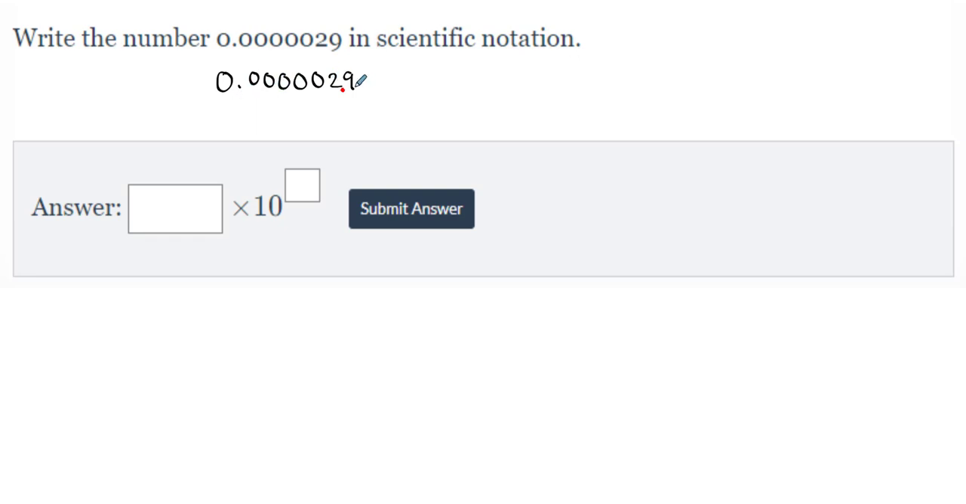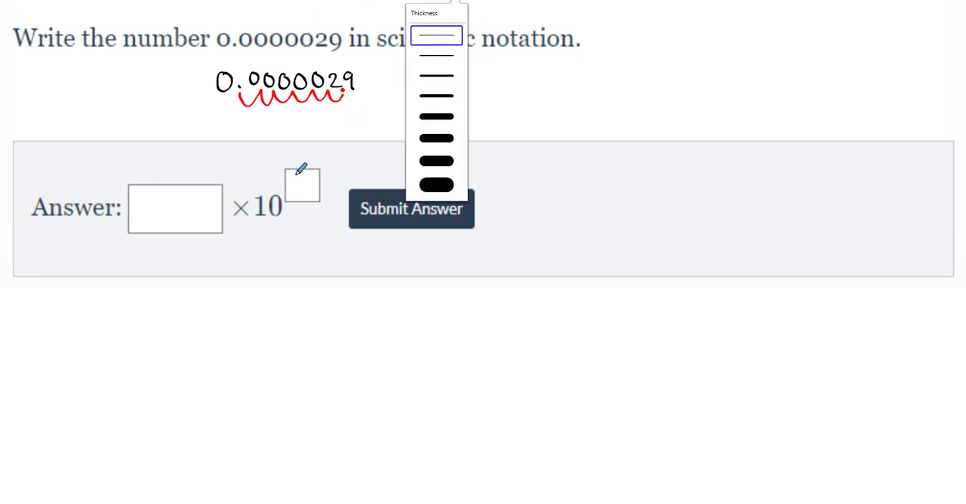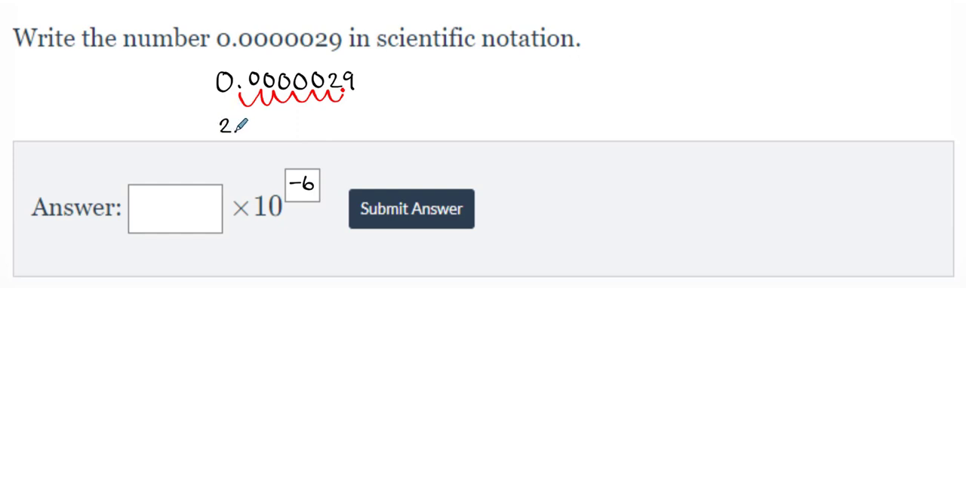Now we're going to count our spots moving back to the left. That would be 1, 2, 3, 4, 5, 6. All right, so we've got 6 spaces. So I could say, well, I know that's going to be a negative 6 because the number is rather small. So now I'm going to rewrite it as 2.9 times 10 to the power of negative 6. Let's put that in there, and it's literally as easy as that.